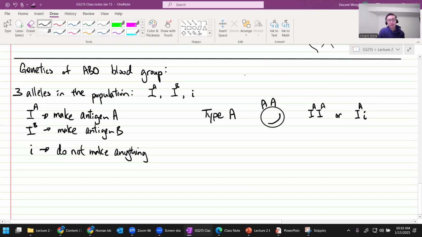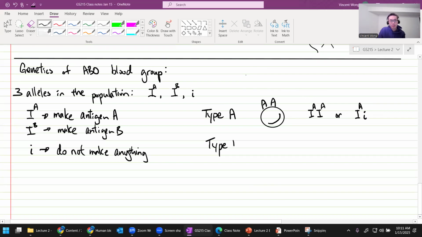Think of them as cookie cutters. If I give you a star cookie cutter, you can make star cookies. It doesn't matter if I give you one or I give you two, you can still make them, right? So that's what it is. Doesn't matter if you have two copies or one copy of the IA, you're still going to make A, and then that's going to make you type A. So two possibilities for someone to be type A.